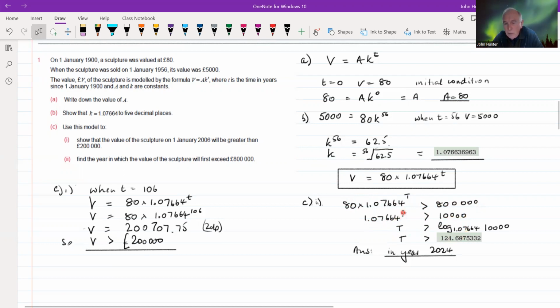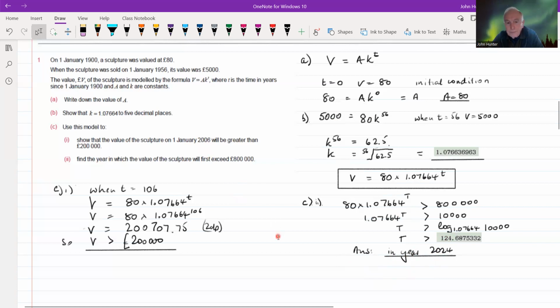Now, in order to move this T from the argument of a function, this is an exponential function here, into the subject of the equation, then we're going to take log of both sides. In this case, it's a log of, and this is the base of the log, which is a bit strange, but that calculator will handle that quite happily. So T equals that, which is 124.687, etc. So therefore, the answer is 124 years later in the year 2024.